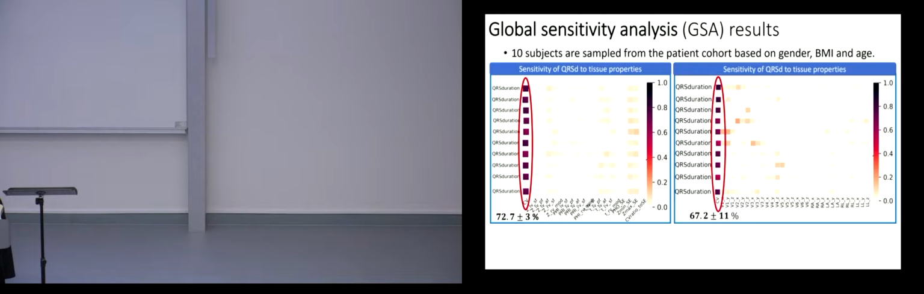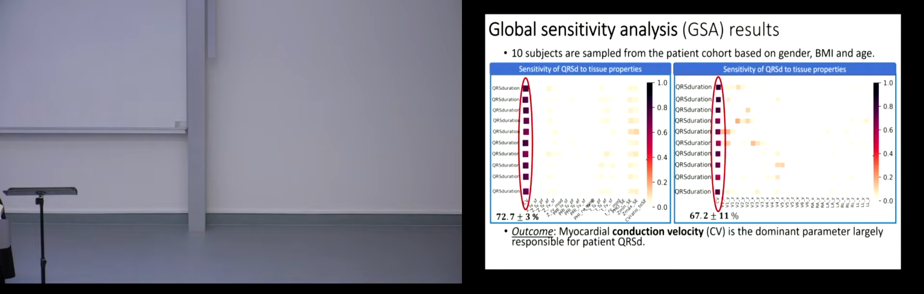We could then repeat the same process with a model of our measurement system. This was another 30 parameters. And again, nearly 70% of the variance, or sensitivity, was determined by the conduction velocity. So what we had was a model which was likely to be able to allow us to infer what the conduction velocity was in each of these patients.